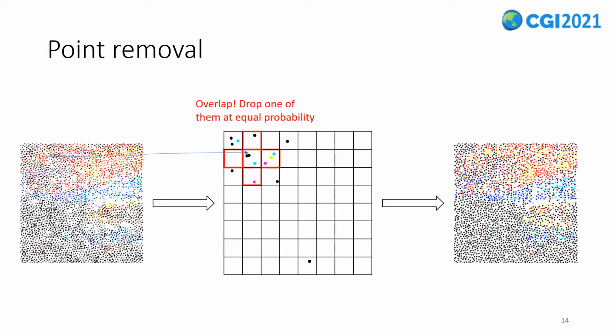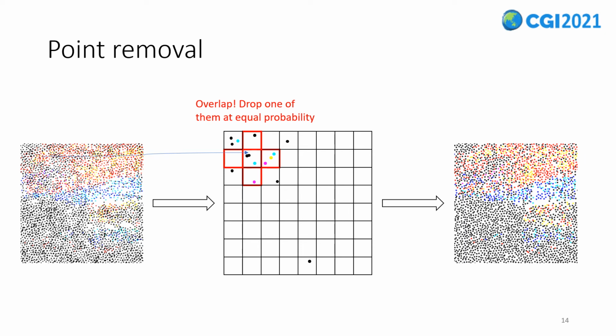We divide the output space into a grid. For example, we prepare an 8x8 grid. Then we put points of the original stippling results into the grid one by one and check the overlapping situation in its cell and neighbor cells, and remove the overlapped points. The overlapped points are dropped with equal probability. After that, we get a stippling without any overlapped points.